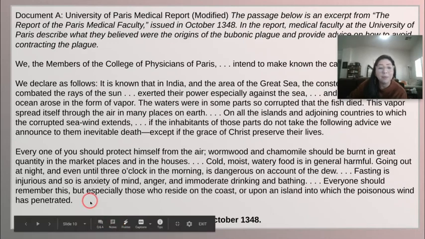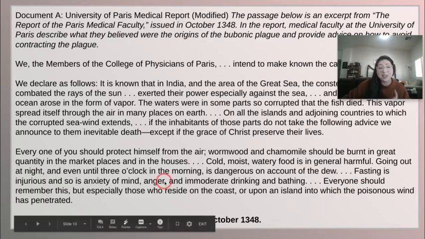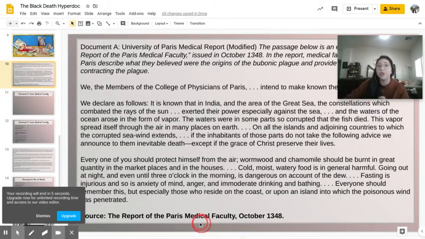"Everyone should remember that, but especially those who reside on the coast or upon an island into which the poisonous wind has penetrated." So they're thinking that wind is making the disease go. It's actually the interaction of people, which is why it's so important to socially distance yourself.